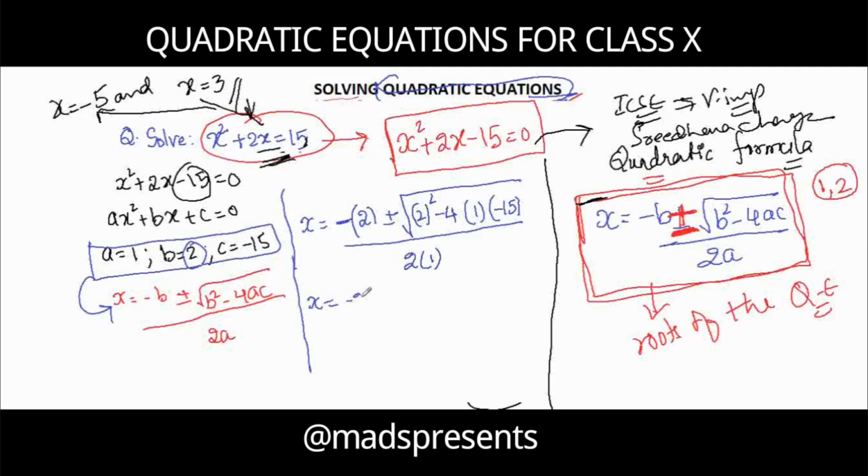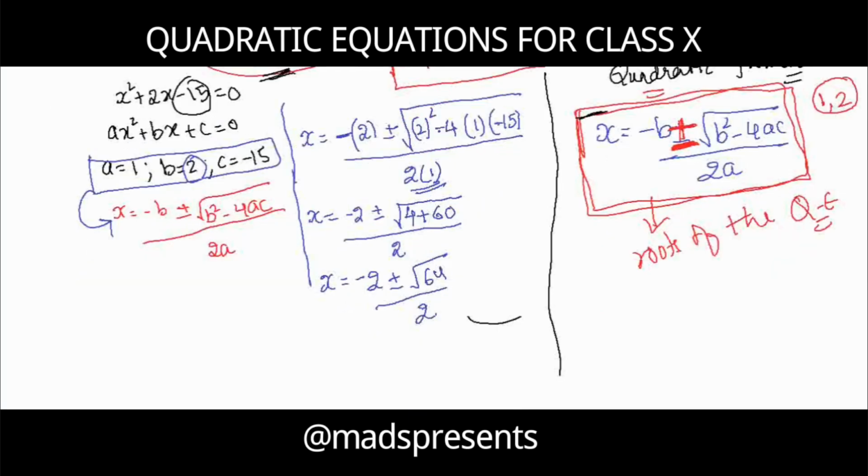So minus 2 plus or minus under root, 2 square is 4. 4 times 1 is 4, and 4 times 15 is 60. Minus into minus becomes plus, so it will become plus 60. So we got under root 4 plus 60, by 2 times 1, which is 2. Now, x is equal to minus 2 plus or minus under root 64, by 2. I am simply substituting the values.